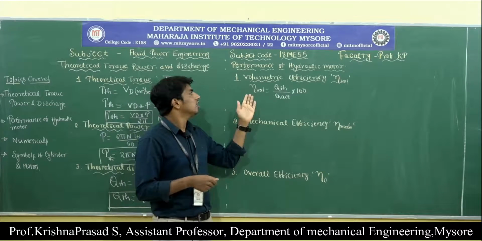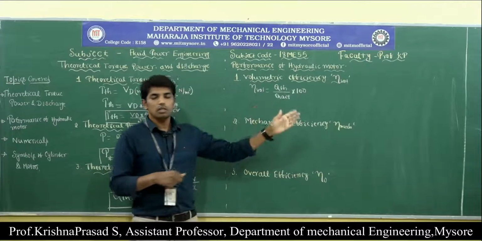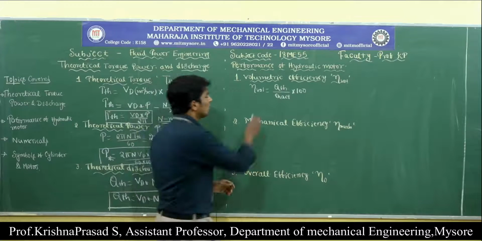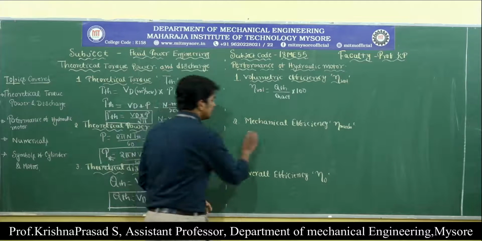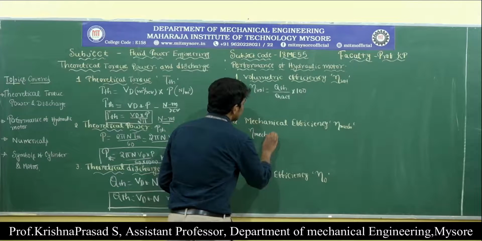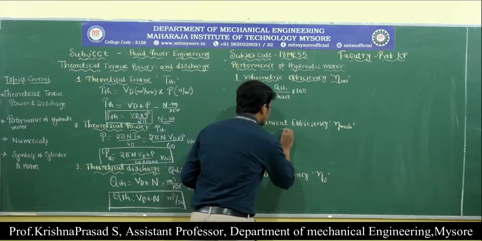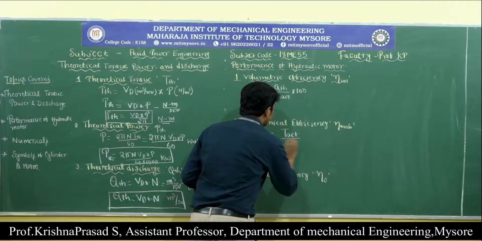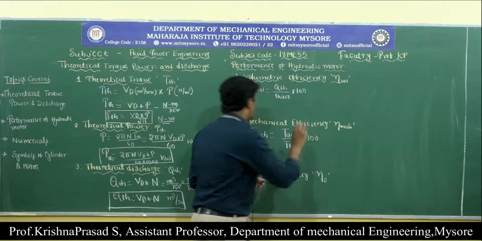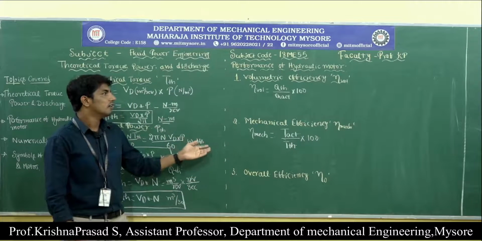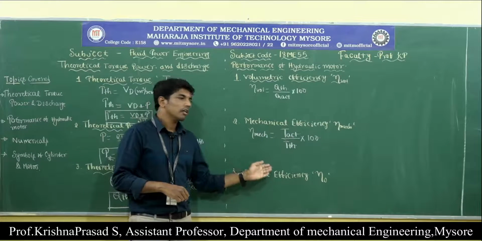So the volumetric efficiency of the hydraulic motor is defined as the ratio of theoretical displacement to the actual displacement into 100. So this is regarding the volumetric efficiency. Next one, mechanical efficiency. The mechanical efficiency of the hydraulic motor is defined as the ratio of actual torque divided by theoretical torque developed by the motor into 100. The mechanical efficiency is the ratio of actual torque developed by the motor to the theoretical torque.